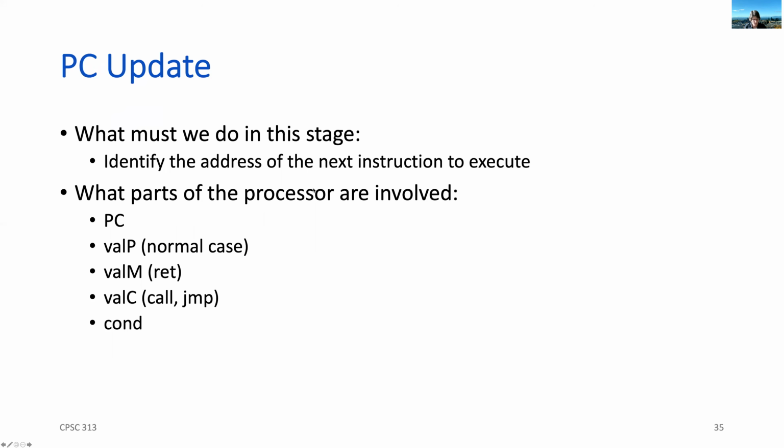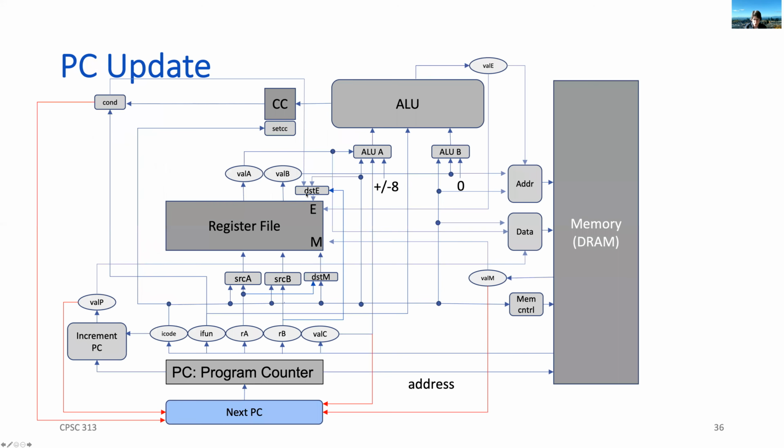So let's add a new piece of logic here, which is the PC update logic, or we'll call it next PC. And if you recall, I promised you that we would figure out how to get that return address from memory into the PC. So we're going to take val-m, and that's going to be one of the inputs to this next PC. The other input is going to be val-p, because when we just execute sequential code, that's normally where it comes from.